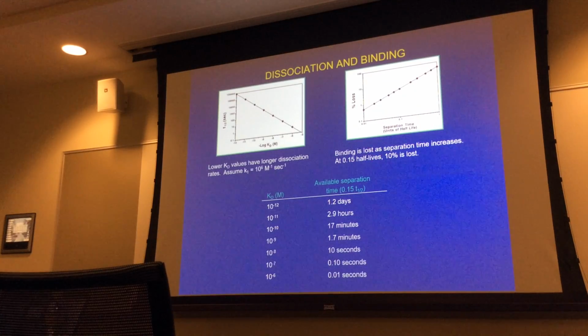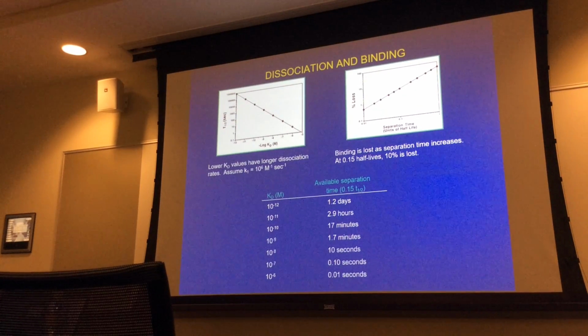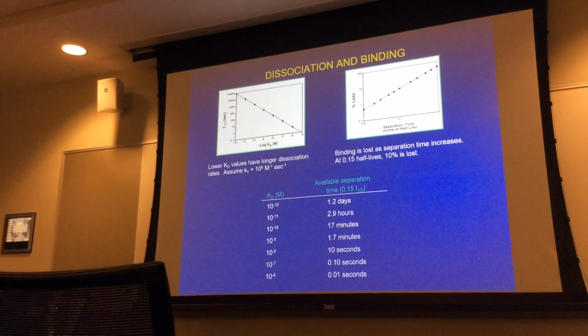Let's make an estimate. How much of this error can you afford to tolerate? Let's just say that we can afford to have a 10% error, so that 10% of the radioligand bound is lost during our separation procedure. We don't want to have any more than that. Well, 10% loss turns out to be 0.15 half-lives, all right? So 50% loss is 1 half-life, and 1% loss is way down here at 3 or something like that. So 10% loss, which is the most we're going to tolerate in this error, is 0.15 half-life.